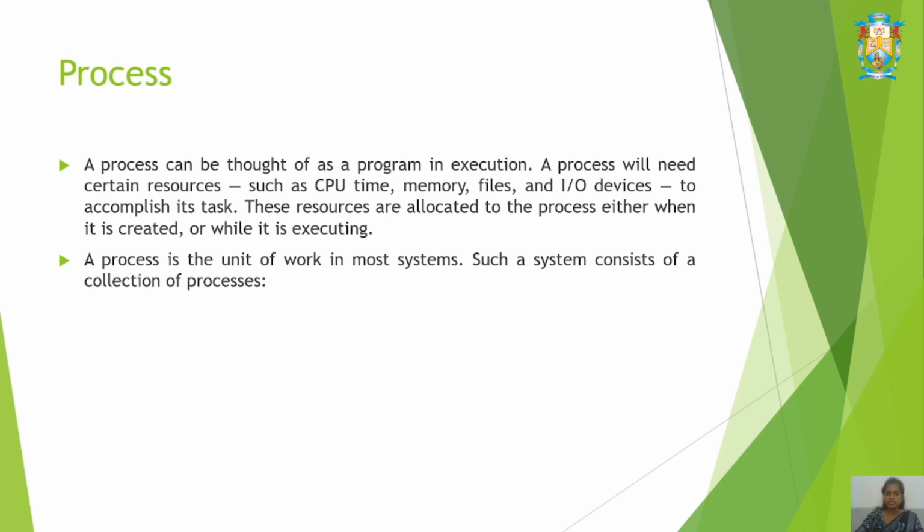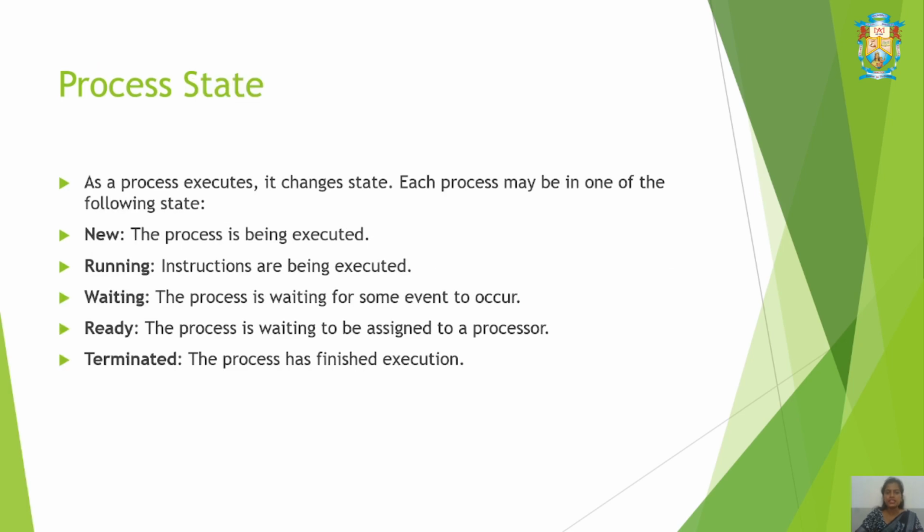The running program may request access to the IO devices, but it will not have direct access to these devices. In such cases, the operating system gives access to use those resources. So there are different process states called new, running, waiting, ready and terminated. As a process executes, it keeps changing its state. So each process may be in one of the following states.